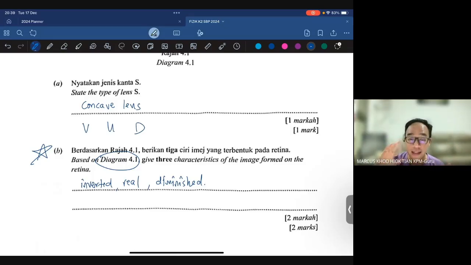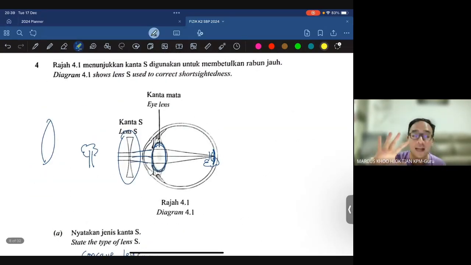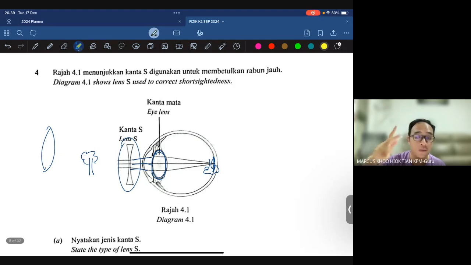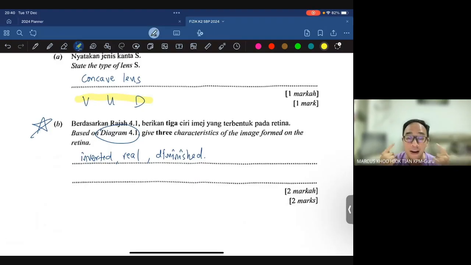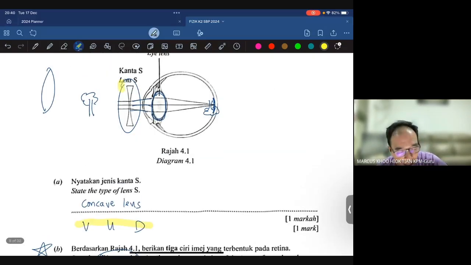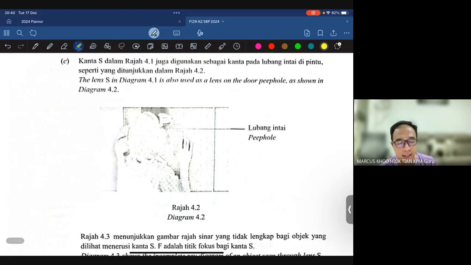Because it tests us beyond what we know about concave lens. Kalau concave lens sahaja, we know that it is virtual, upright, diminished, which is what we're going to do in the next question. We're going to draw it out. But this question is not asking about the concave lens. It is asking what happens after the concave lens, after our eye lens, bila dia masuk ke belakang. Even if this lens tidak ada, the picture will still be inverted, real and diminished, because that's what the image formed behind our eyes is.